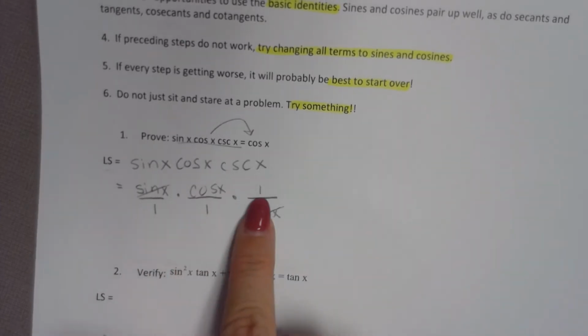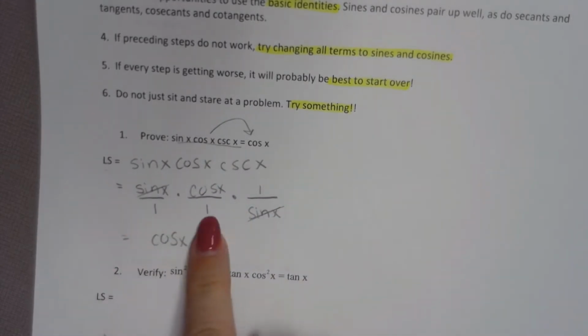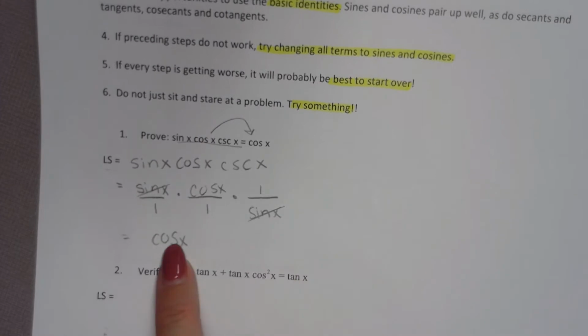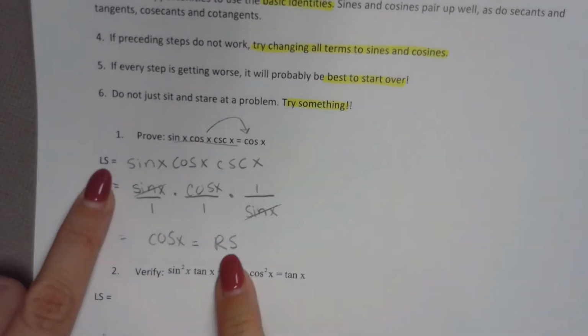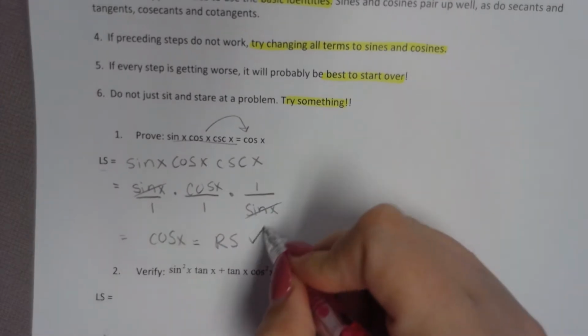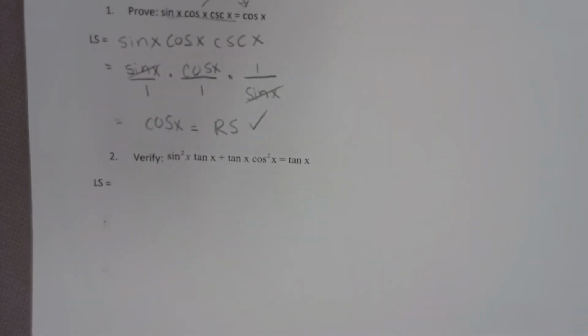So now on the top I have cosine times 1, which is just cosine of x. And then I have 1 times 1, so that's just 1, so this gives me cosine. Oh look, cosine is the right side, so now I have the left side equals the right side, so now I'm done with the problem. Okay, so it's a very simple first example. Let's look at example 2.